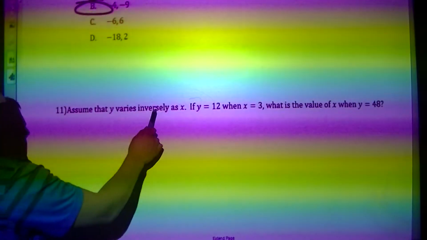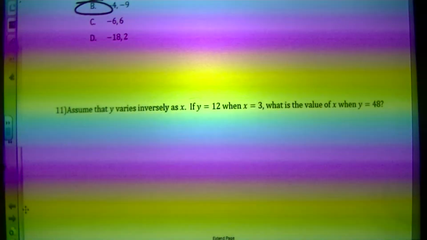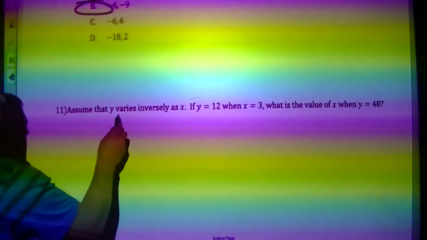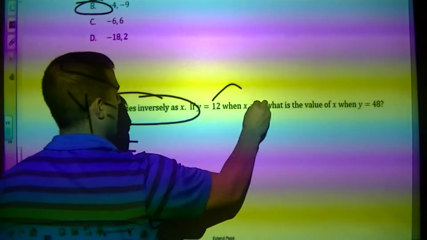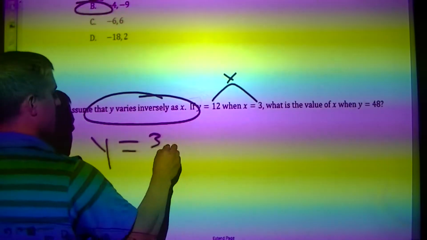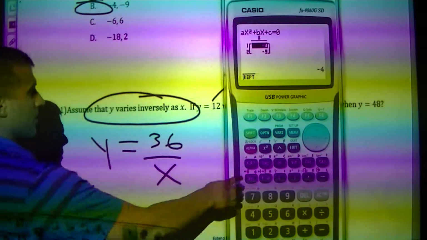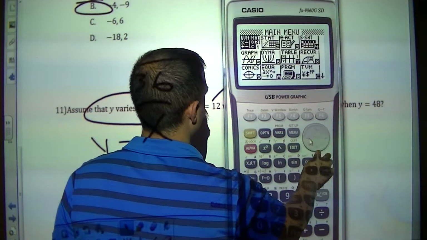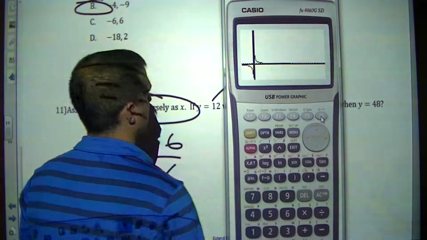Assume y varies inversely as x. If y equals 3, what is the value? Since it varies inversely, I know I can multiply these two, so that gives me 36 over x. So I go to menu, I'm going to go to graph. I've got 36 divided by x. I'm going to draw it.